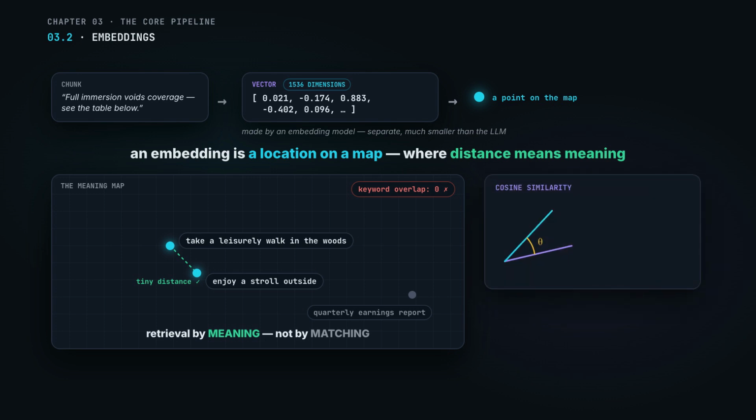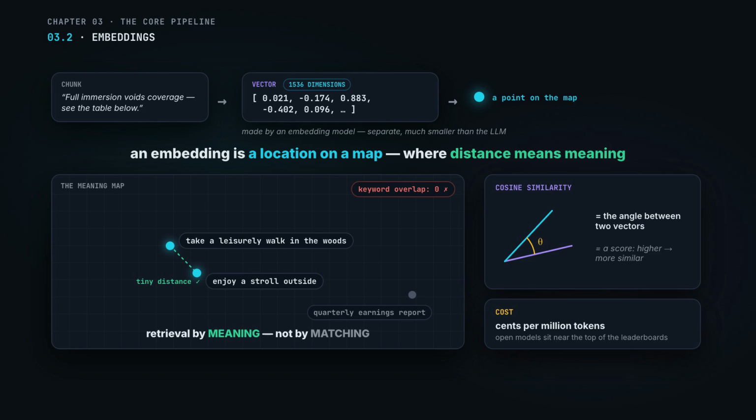Closeness on the map is measured with cosine similarity. In engineering terms, the angle between two vectors. In plain terms, a score where higher means more similar, and the cost? Almost negligible, cents per million tokens, with open models near the top of the leaderboards. One thing to hold on to: this map is built from meaning, and only from meaning. Keep that loaded.